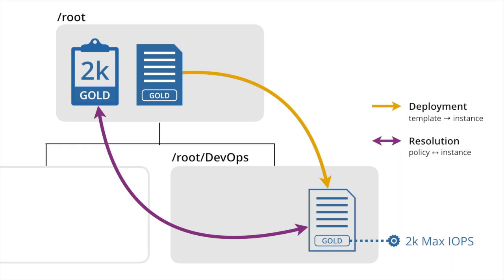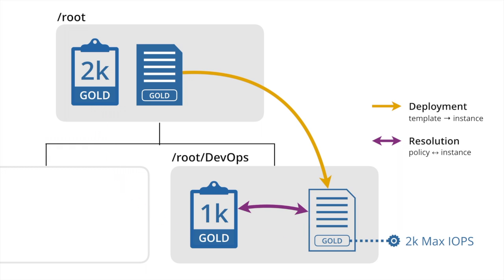But now let's imagine that I create a new policy, also called gold, in the subtenant, closer to the instance, with a 1K IOPS limit. So at this point, my instance will automatically detect that there is a new policy, also called gold, that is in my own tenant, and it will switch the pointer to this one, updating the configuration on the running instance at the same time. So let's take a moment to realize how useful this is.